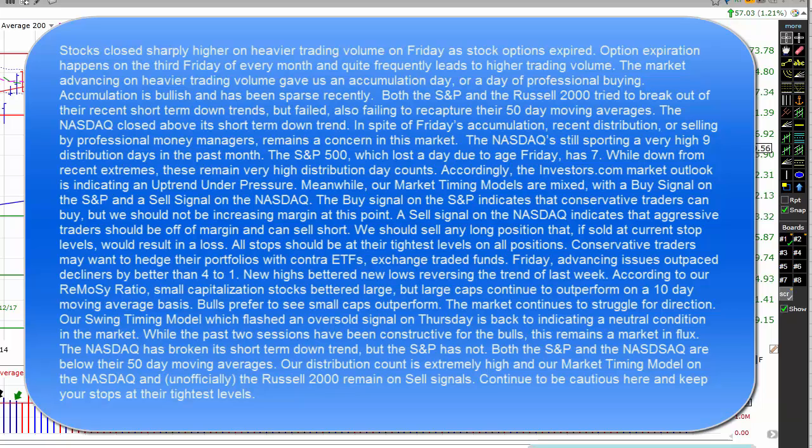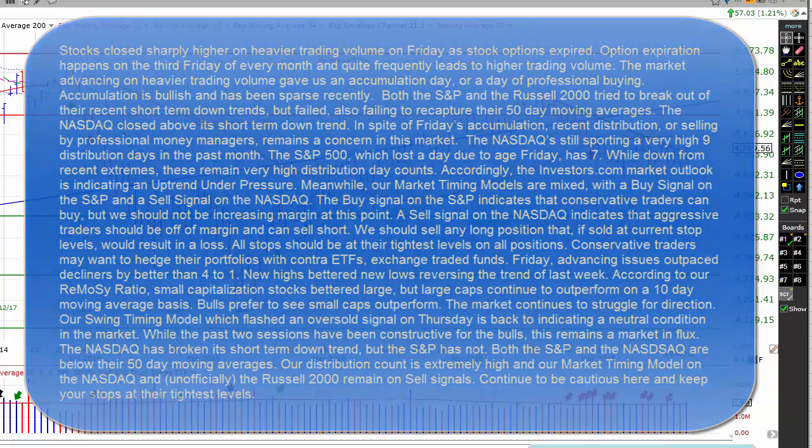Our swing timing model, which flashed an oversold signal on Thursday, is back to indicating a neutral condition on the market. While the past 2 sessions have been constructive for the bulls, this remains a market in flux. The NASDAQ has broken its short-term downtrend, but the S&P has not. Both the S&P and the NASDAQ are below their 50-day moving averages. Our distribution count is extremely high, and our market timing model for the NASDAQ and unofficially the Russell 2000 remain on sell signals. Continue to be cautious here and keep your stops at their tightest levels.